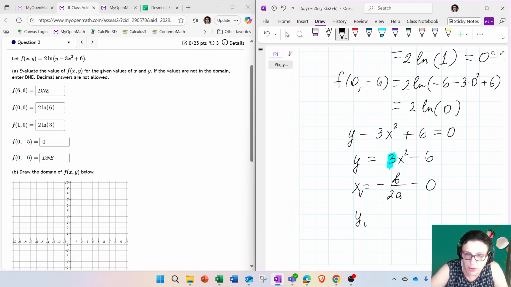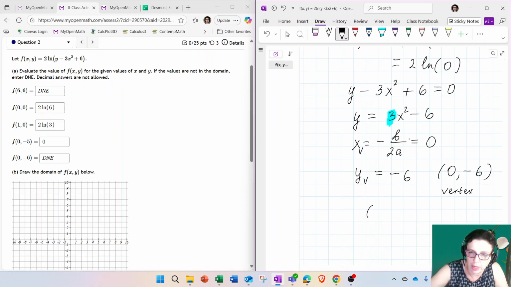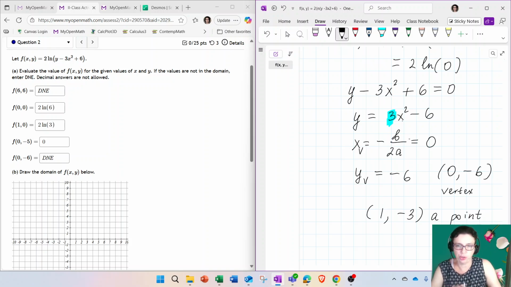And then the y value of the vertex is found by just plugging in the x coordinate of the vertex into the equation, which is going to give me -6. So this parabola goes through 0, -6, and this is the vertex. And you just need one more point to graph it, okay? So for example, when I plug in x equals 1, I would get -3. So this is just some point on that parabola. That's really all you need, vertex and a point. So vertex happens when x equals 0 if the x term is missing.